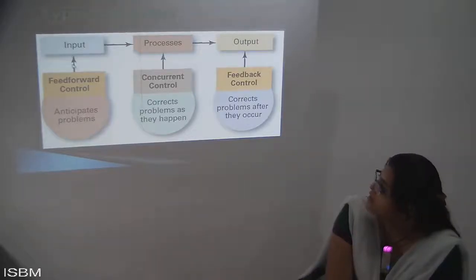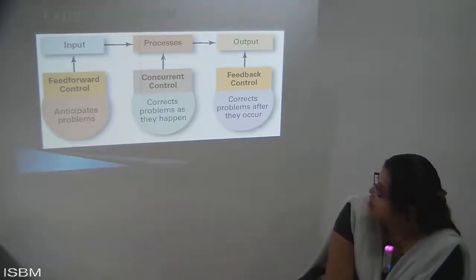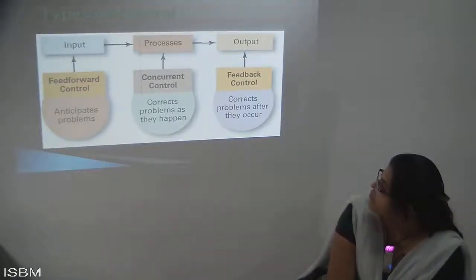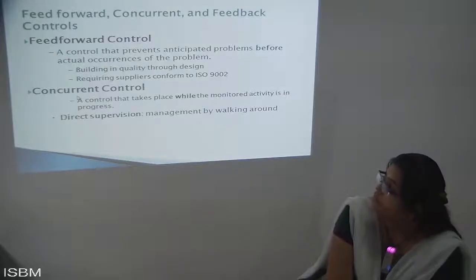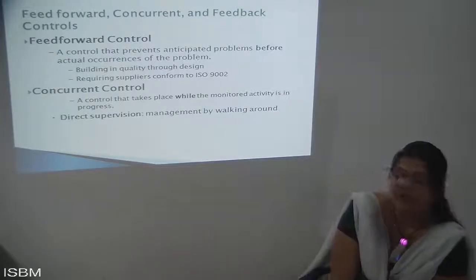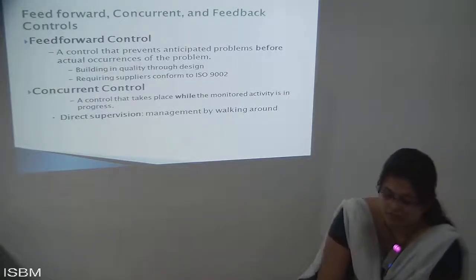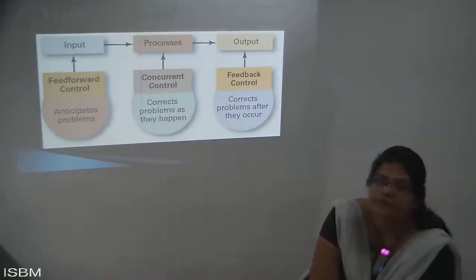Now with these three, input is feedforward control, which anticipates problems; process is concurrent control, which corrects problems as they happen; then after that, feedback control, which controls problems after they occur. So we'll be learning these three concepts, these three types of control.